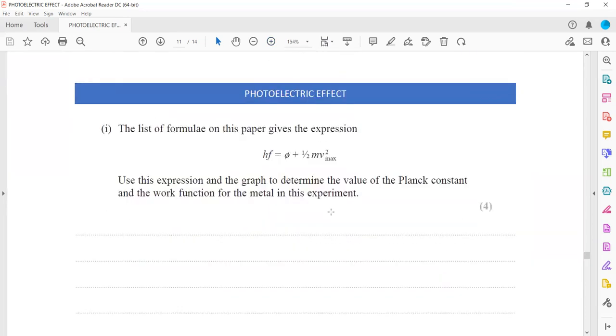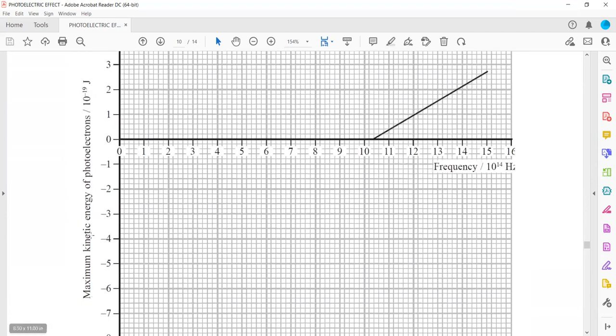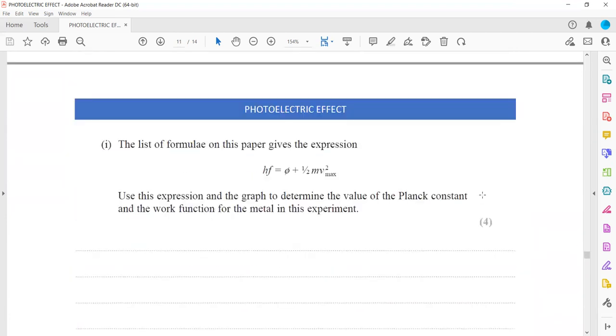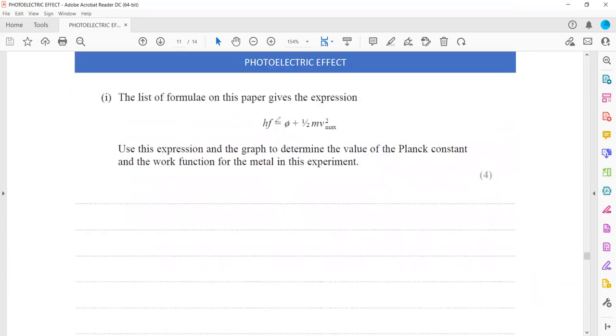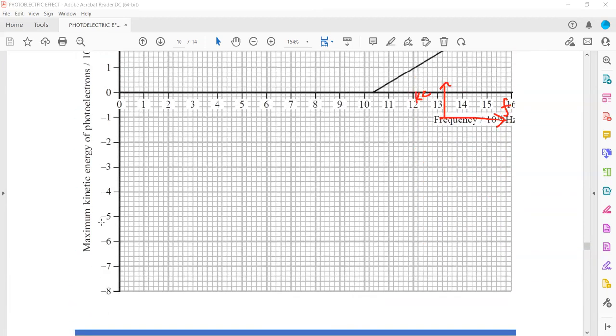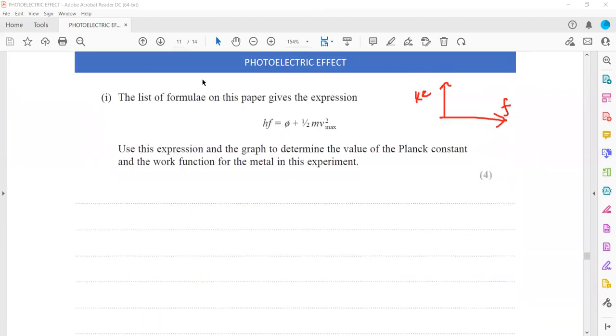Look, first, what is this graph between? This graph is between the kinetic energy and the frequency of the photon, where kinetic energy is on the y-axis and the frequency is on the x-axis. So I have to rearrange the equation like y equals mx, because that's the maximum kinetic energy. On the y-axis, this is the kinetic energy. So I can say hf equals phi plus kinetic energy, or KE.